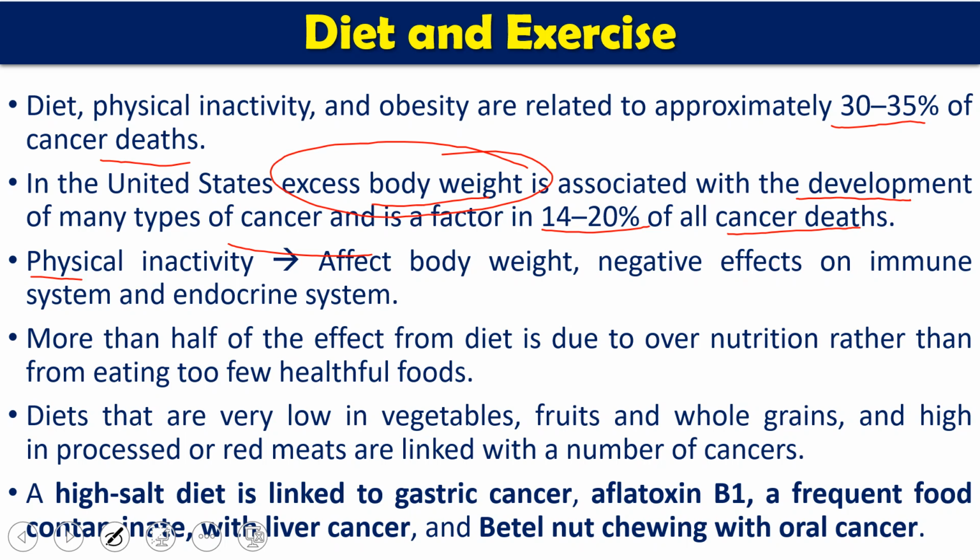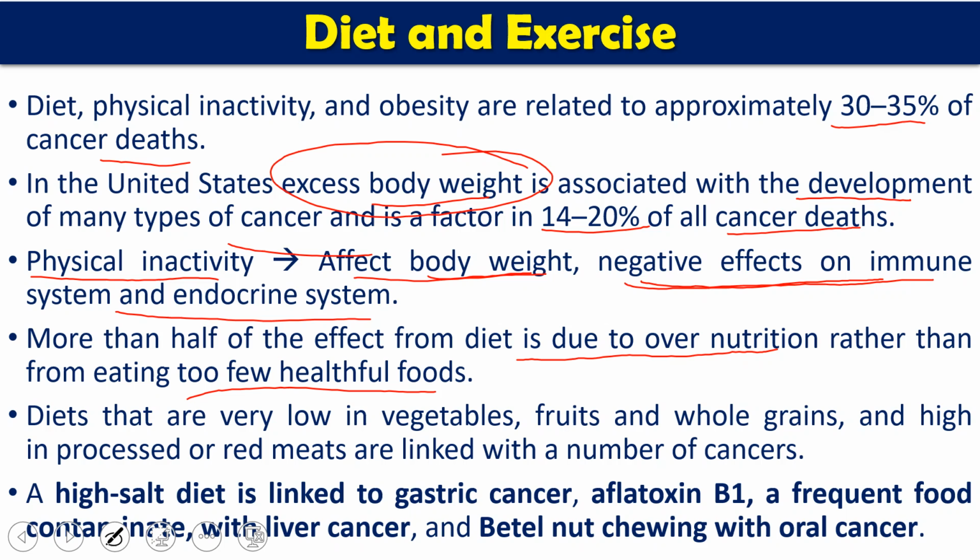Whenever we have physical inactivity, meaning sedentary lifestyles and less physical activity, it affects body weight. And normally, I have told you, whenever body weight increases, obesity will be there, and cell responsiveness and cell signaling processes are going to be affected. So there will be a negative effect on the immune system and endocrine system. More than half of the effect from the diet is due to overnutrition rather than from eating few healthy foods.